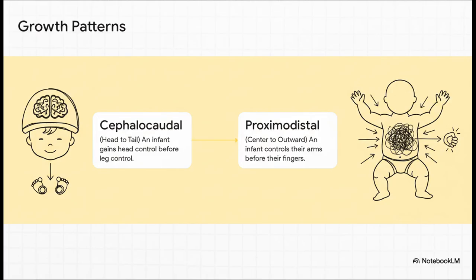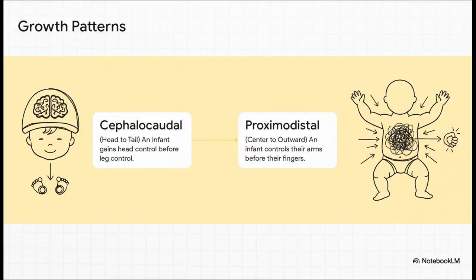Now, this growth isn't random at all. It follows two really predictable patterns. First up is cephalocaudal, which is just a fancy way of saying head to tail. To remember it, just think C for cap on your head. Control starts at the head and works its way down. Second is proximodistal, or center to outward. Think proximity. Growth starts close to the core and moves out. This is exactly why a baby can wave their arms around way before they can master that tiny little pincer grasp with their fingers.